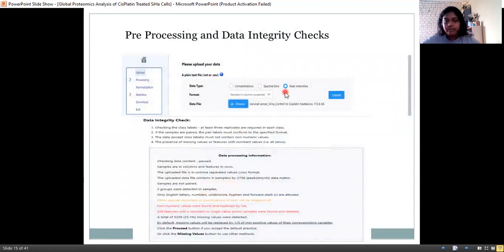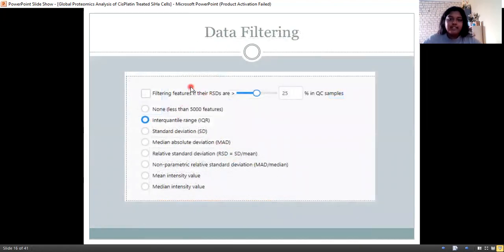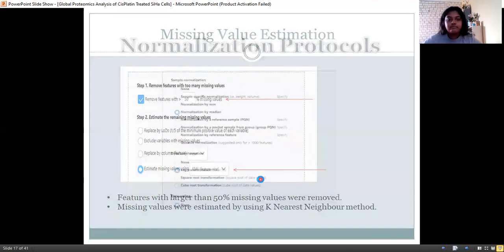So in MetaboAnalyst, I decided to go for one-factor statistical analysis, and I uploaded my data in a .csv format, and I knew that the data type was peak intensities. So this was the format that I used, and I saw that 25.1% missing values were detected in this data processing information. So with data filtering, I used interquartile range filtering. And for missing value estimation, I removed features with greater than 50% missing values, and I estimated these missing values using KNN or k-nearest neighbor method.